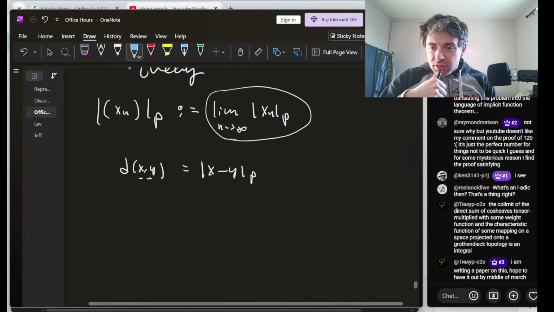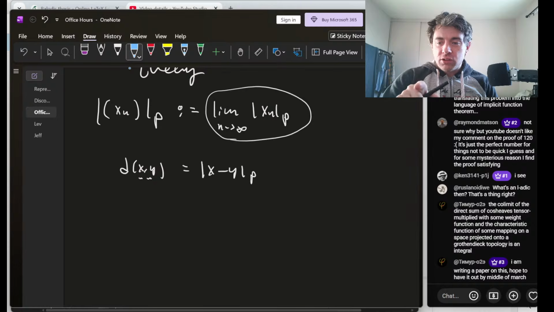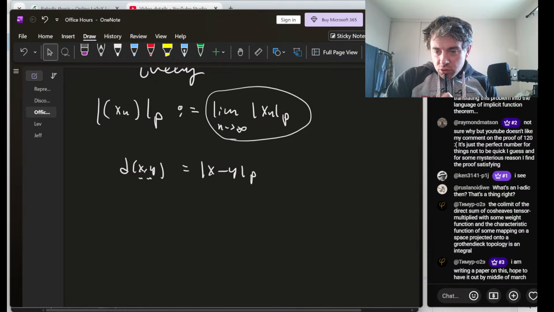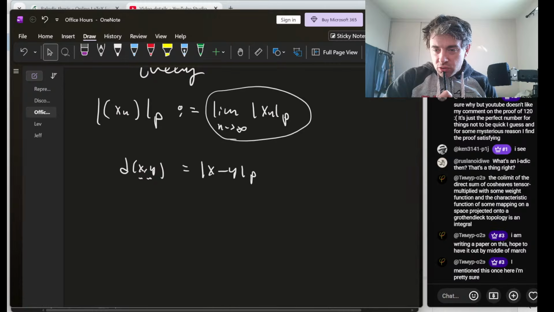What's p-adic then? That's a thing? Yes, p-adic is p, but sometimes you need to use a different prime because you already have a prime p floating around somewhere. Hang on, we're not done with the Adeles yet. The co-limit of the direct sum of co-sheaves, tensor multiplied with some weight function, and the characteristic function of some mapping on a projected space. What?